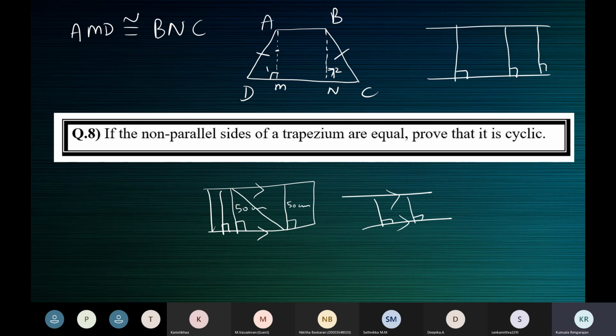So AM will be equal to BN because AM and BN are perpendicular and represent the perpendicular distance between the parallel lines AB and CD. These are parallel because it's a trapezium. So these two are the distances between two parallel lines and they'll be the same everywhere. So AM is equal to BN.